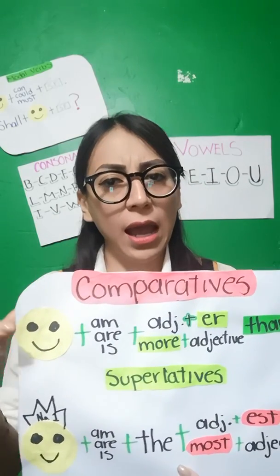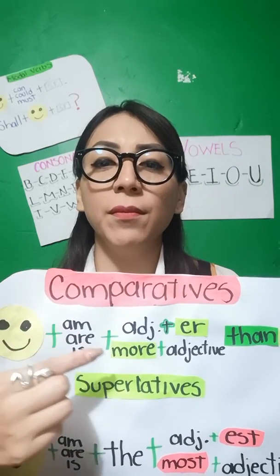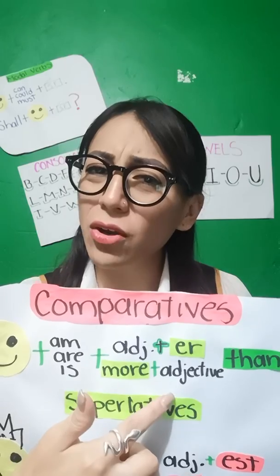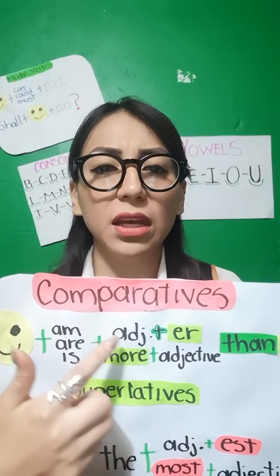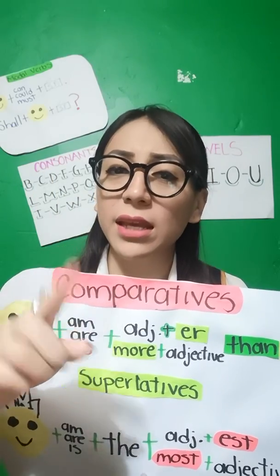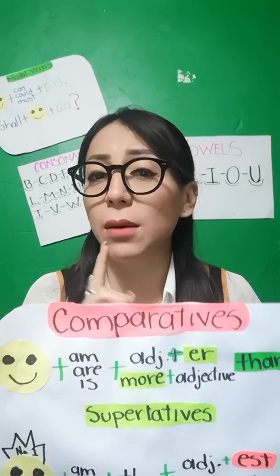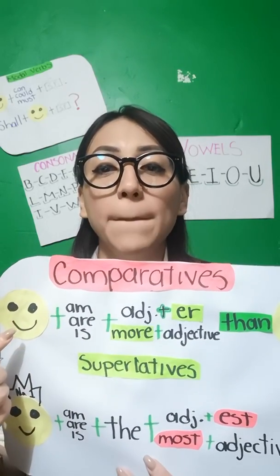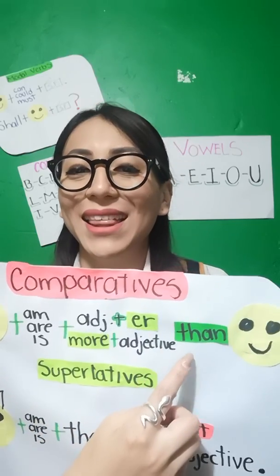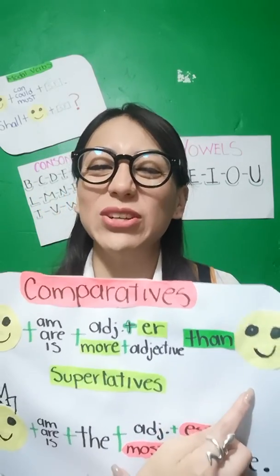But I am more intelligent. Is it okay if I say intelligenter? No, that is not okay. Why? Because intelligent has more than one syllable. So I have to use: I am more intelligent than my sister. Yes, that is true, okay?